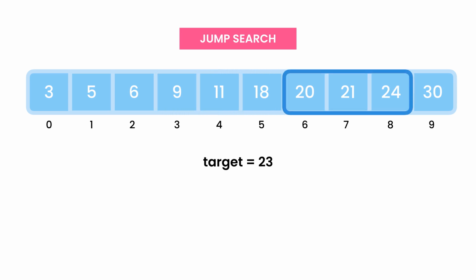Let's look at the third block. The last item in this block is 24, which is greater than 23, so if our target value exists in this array, it's going to be in this block. Now we do a linear search in this block. In this case, we don't have 23, so we return -1. That's the idea of jump search.